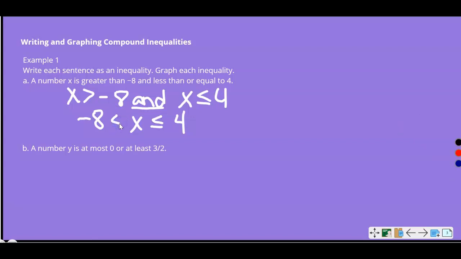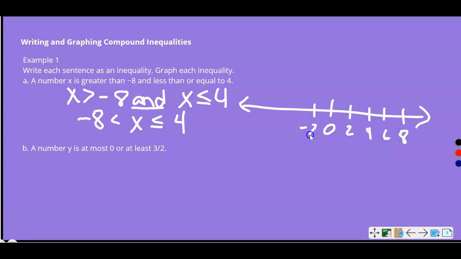All right, to graph this inequality, just like on the previous page, let's have 2, 4, 6, 8, -2, -4, -6, -8.